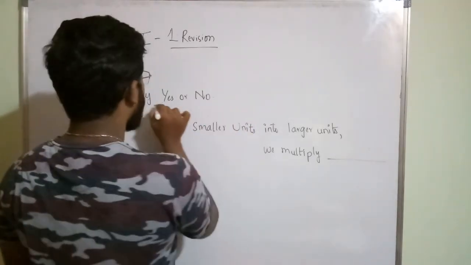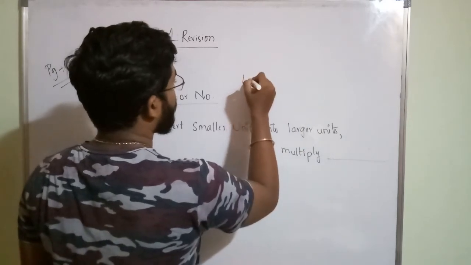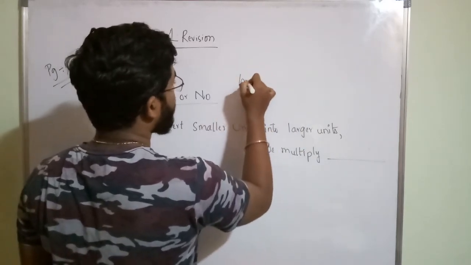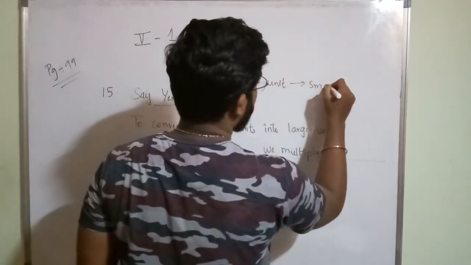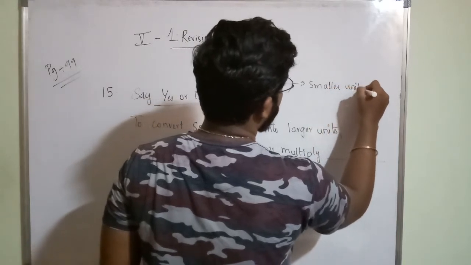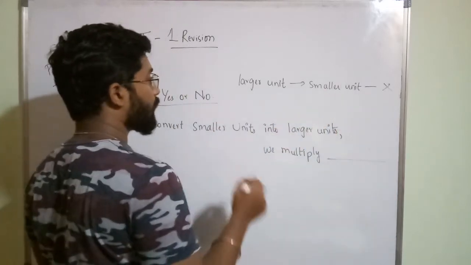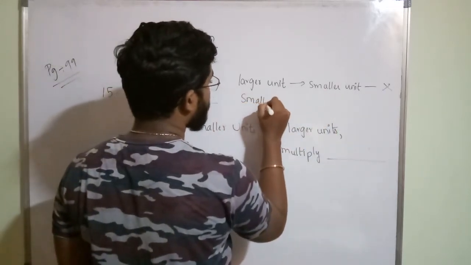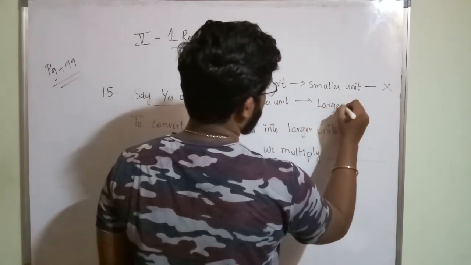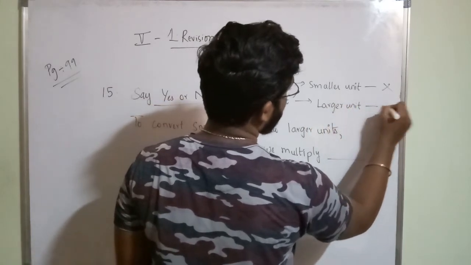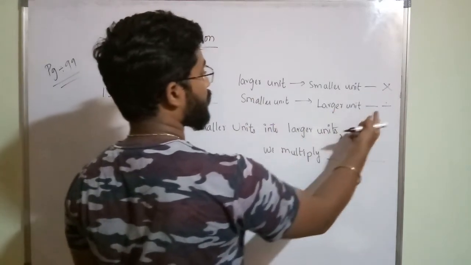So previously I told you many times, from larger unit to smaller unit, we have to do what? Multiplication. Okay, larger to smaller you have to do the multiplication. From smaller to larger unit, what you have to do? You have to do the division. Okay, larger unit to smaller unit you have to multiply, smaller unit to larger unit we have to divide.